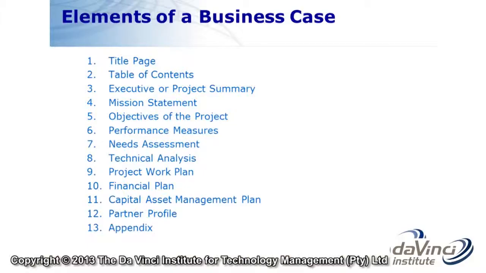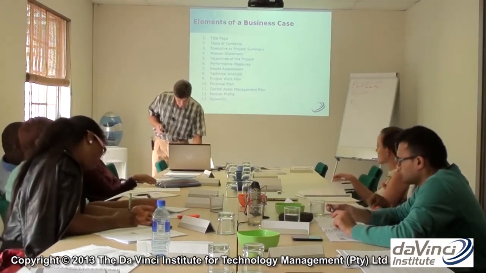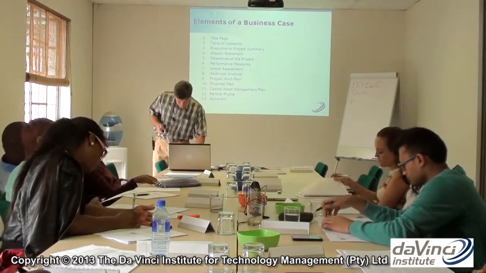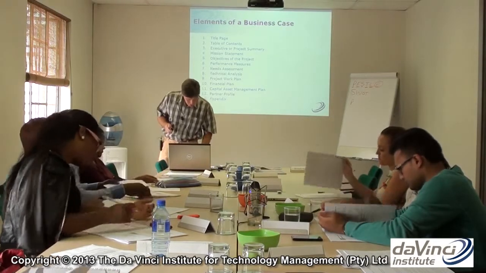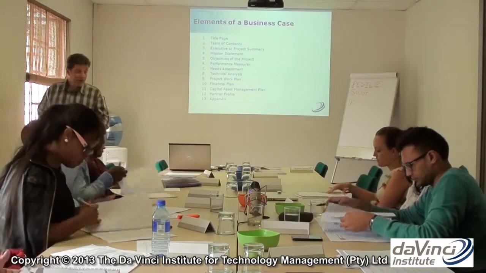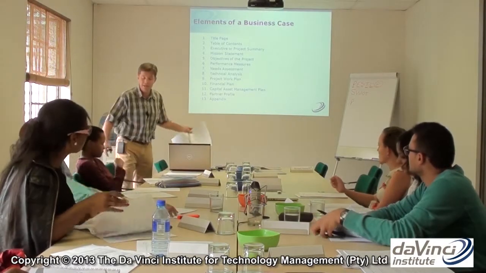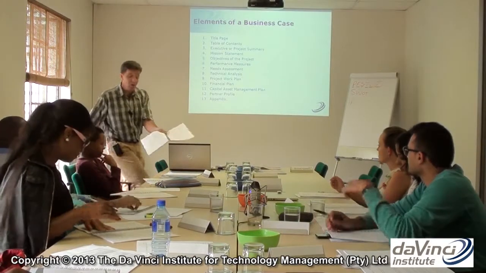Okay, right. Capital asset manager plan, partner profile, and then an appendix for any graphs or tables or anything that you want to add to your particular business case. Now, I want you to open up your books on page 7 of 38, and I want you to look at page 10 of 58. And guys, that's why I said to you verbatim, we're actually going to go through a lot of this just so that everybody understands 110% exactly what is expected of them.